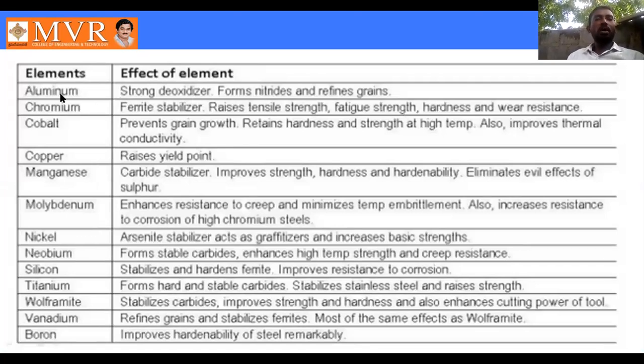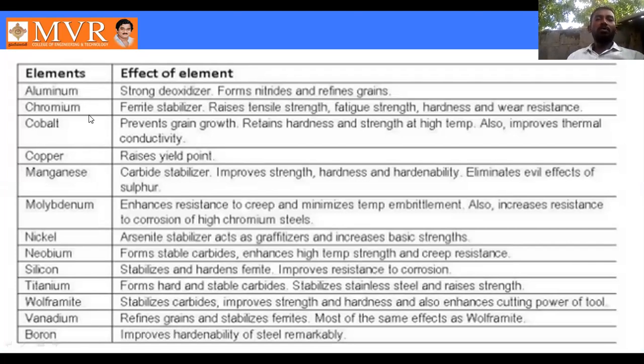So, example one: aluminum is one of the elements. What is the effect of aluminum? By using the aluminum element in the material, we can get a strong deoxidizer formation, and we can get refined grains with aluminum.